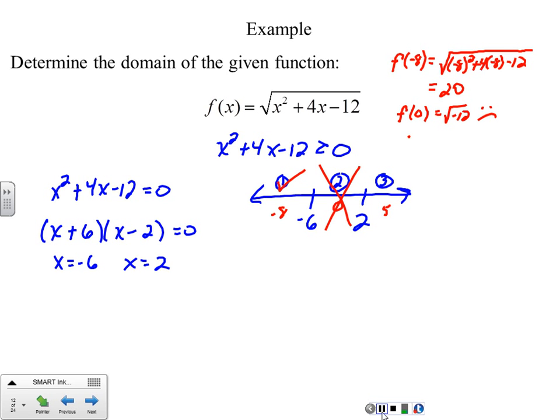So what about f of 5? What are you going to get? 33. Is that good? Absolutely. Okay. So now can you tell me what the domain is? In your own words or mathematically speaking?